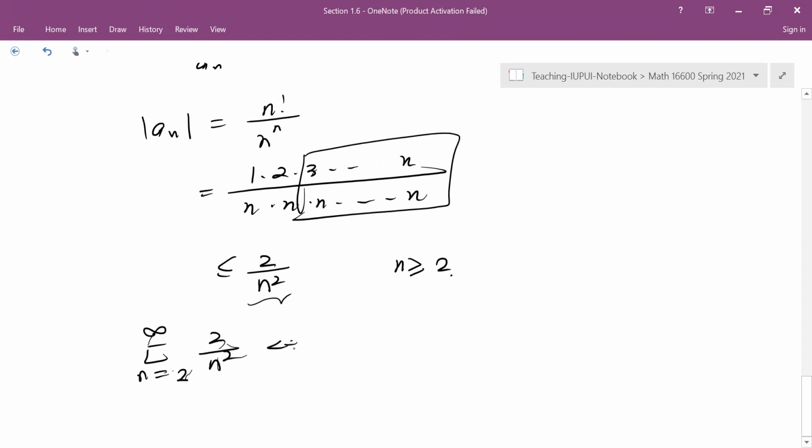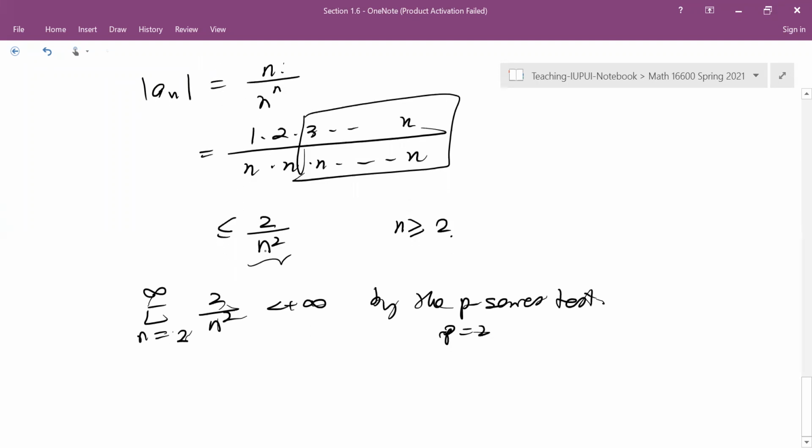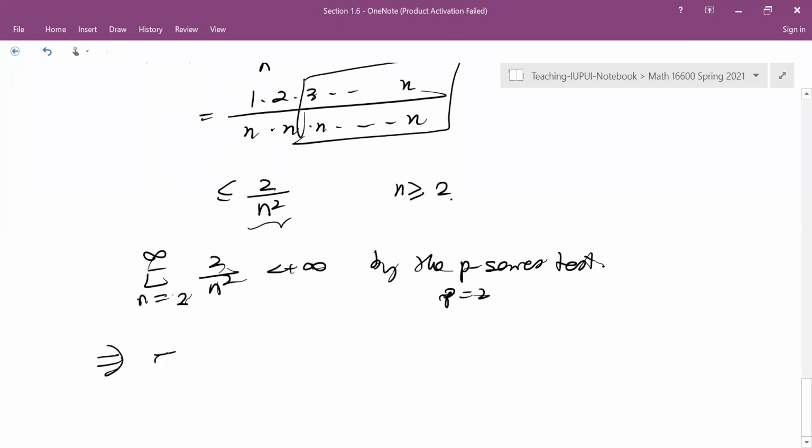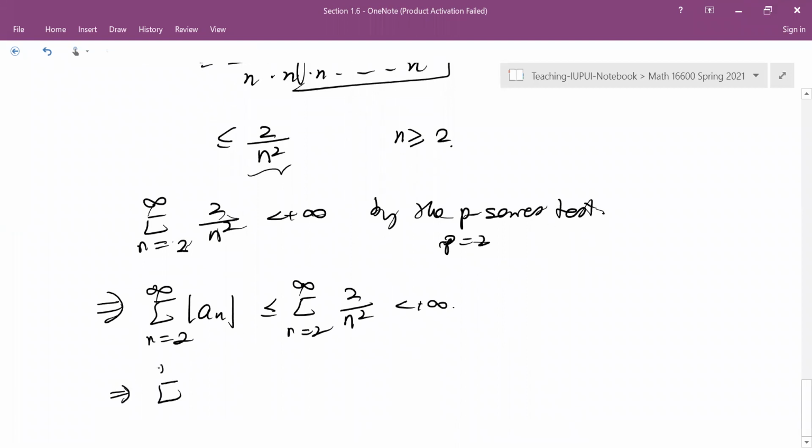This is finite by the p-series test, right? p is going to be 2. You can also let p be 3, then you have n cubed. So that implies this one is finite. Therefore, by the above theorem, the series of a_n is convergent.